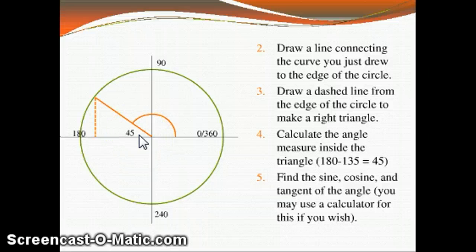Now you're able to find the sine, cosine, and tangent of the angle. But since we only know the hypotenuse, which is equal to 1 since it's the radius of the unit circle, you're going to want to use your calculator to find the answers. But, as well, you also want to use 135 degrees. You don't want to use 45 because that's just the measure of the triangle. You want to find 135 because that's the true angle that we were originally given. So when you plug it into your calculator, the sine of 135 is the square root of 2 over 2. The cosine of 135 is also the square root of 2 over 2. And the tangent of 135 is negative 1.